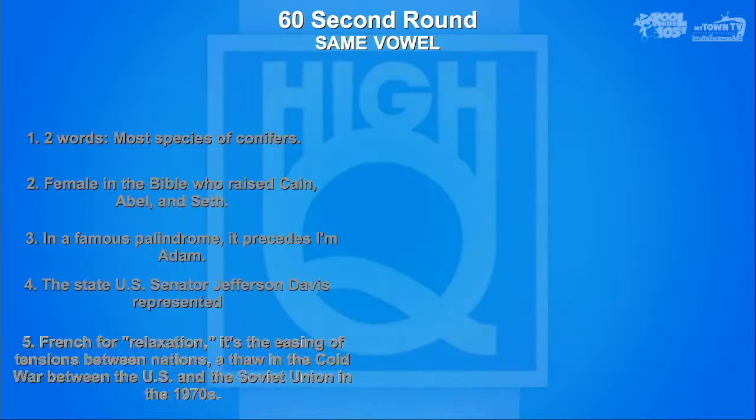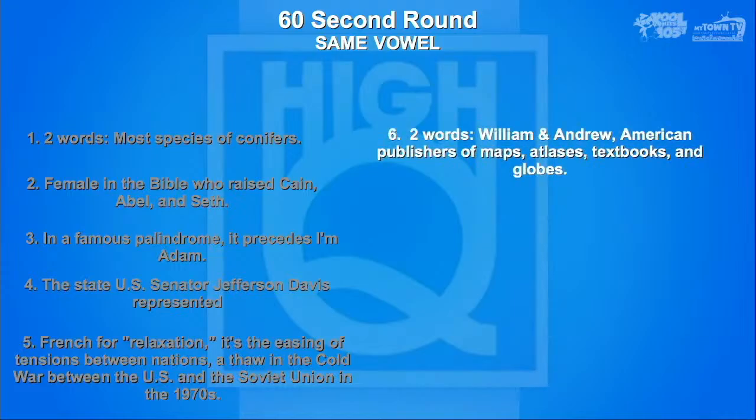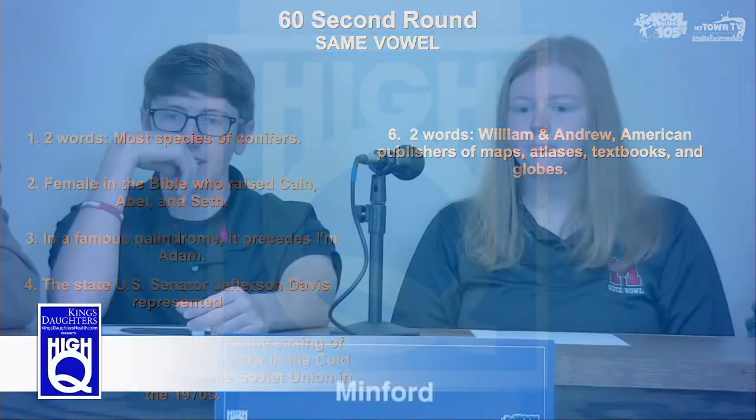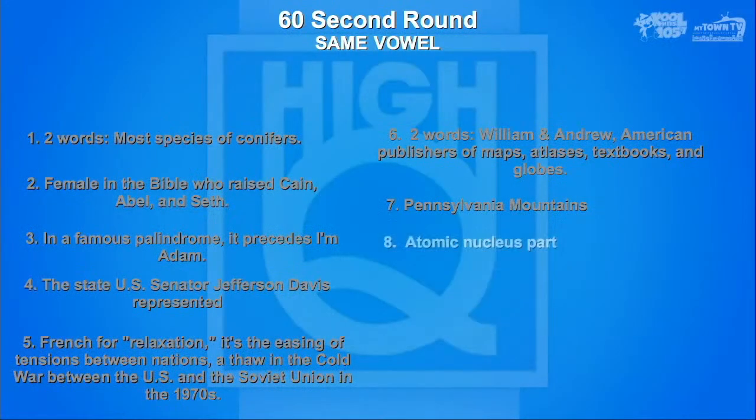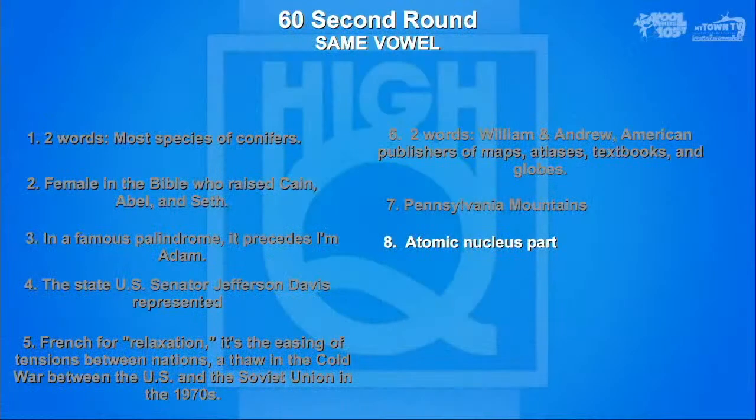Pass. Two words. William and Andrew, American publishers of maps, atlases, textbooks, and globes. Pass. Pennsylvania Mountains. Appalachian. No. Atomic Nucleus Part. Oh. All right, time runs out before you can give me an answer. You picked up one of those. Brings you to 50. Now the ones they missed or passed on, Russell.